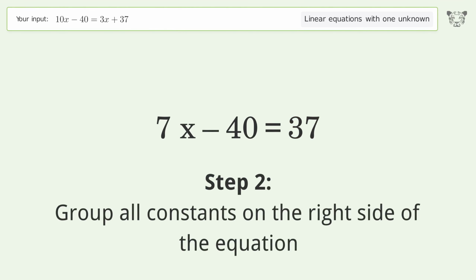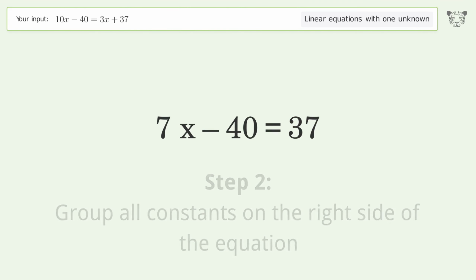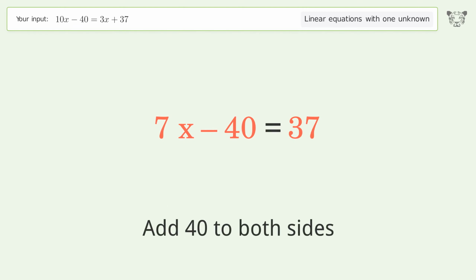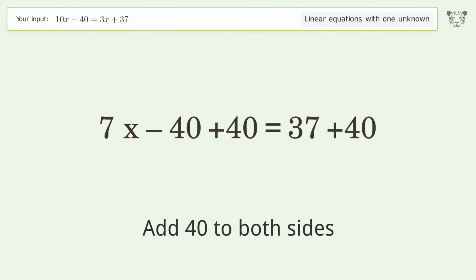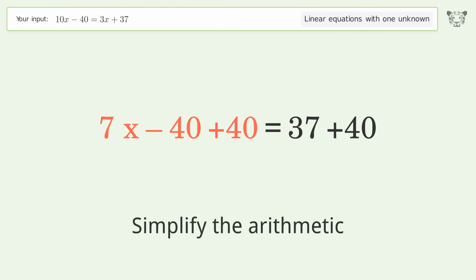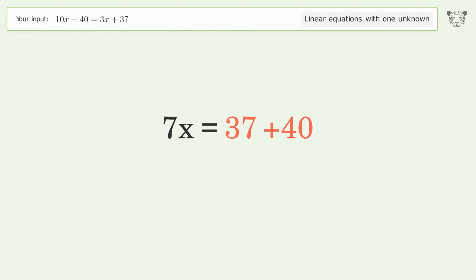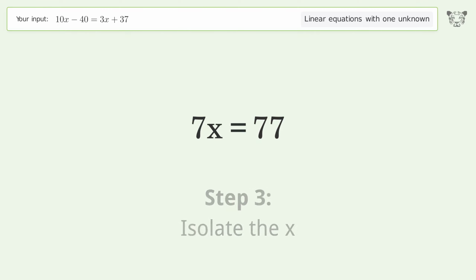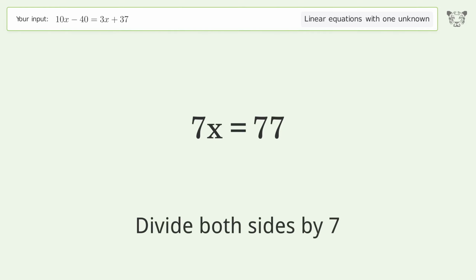Group all constants on the right side of the equation. Add 40 to both sides. Simplify the arithmetic. Isolate the x. Divide both sides by 7.